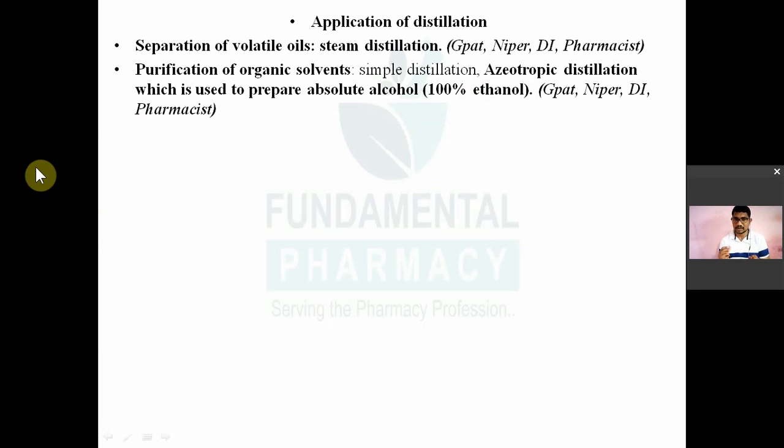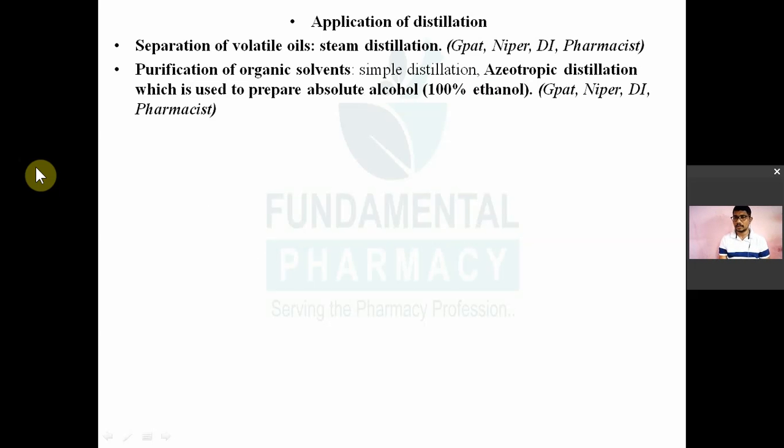So you want to separate benzene in a pure form. So obviously simple distillation is used. If there is a difference between the boiling points of the two mixture components, okay, then azeotropic distillation is used to prepare the absolute alcohol for the purification of organic solvent.